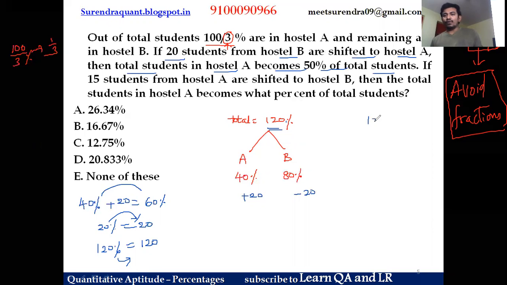So 120 students are there in hostel A, 40 students in hostel B, 80 students are there. As simple as that, the data becomes now. So do you understand the importance of taking smart numbers? Yes. Now let us continue the question.